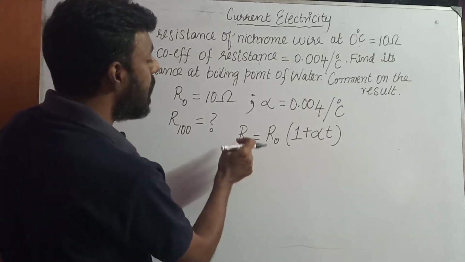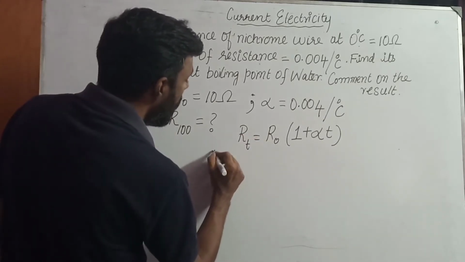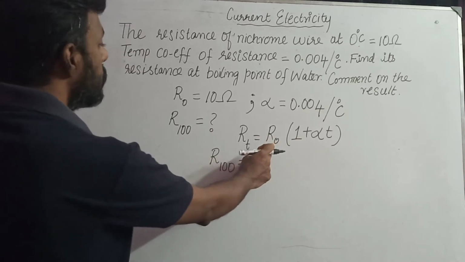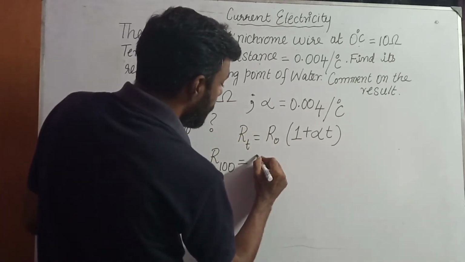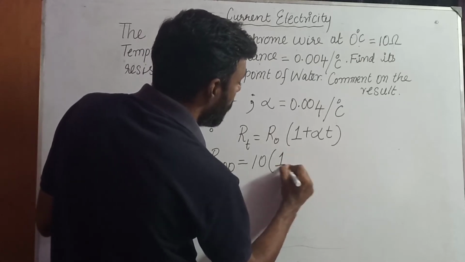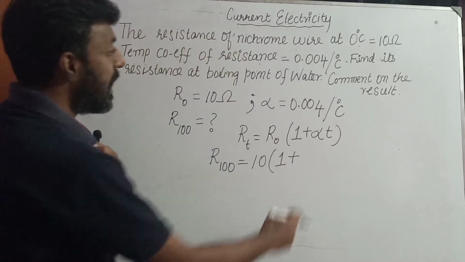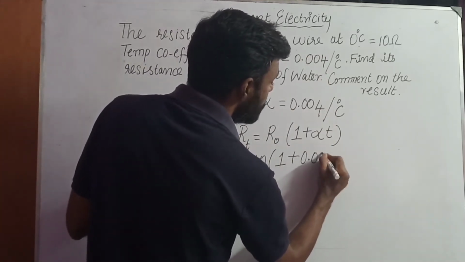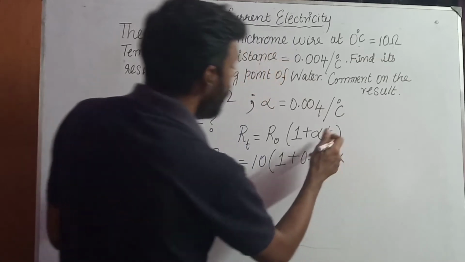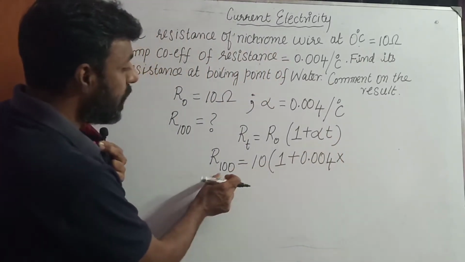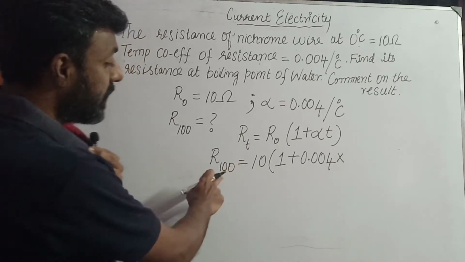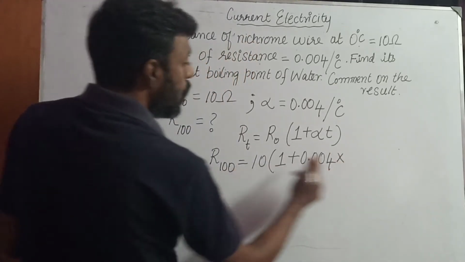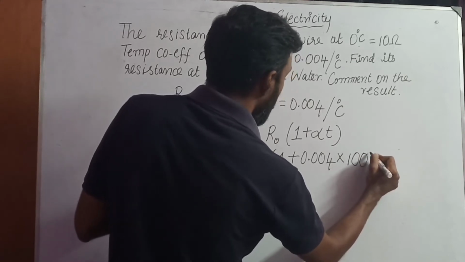RT is nothing but R100. R100 is equal to R0, which is 10 ohms, into 1 plus alpha, which is 0.004, into the temperature. We are finding it for 100 degrees Celsius, the boiling point of water. So alpha T is 0.004 into 100.